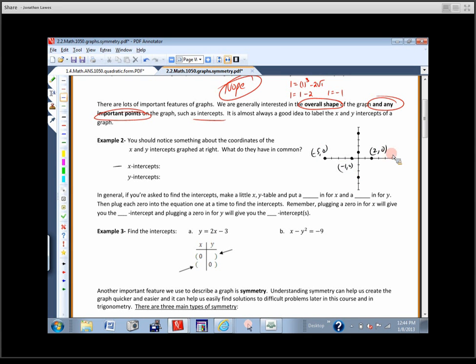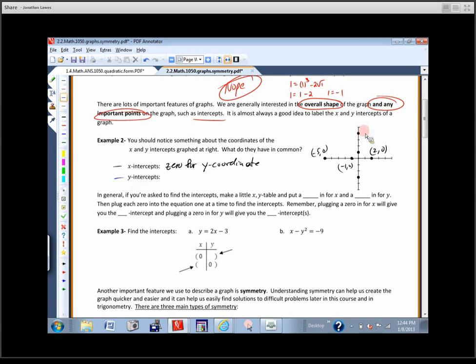What do they all have in common? They're all on the x-axis, that's true. They're all x-intercepts. 0 for the y-coordinate, okay? If it's on the x-axis, it's got to have 0 for a y-coordinate because you went right or left. You didn't go up or down. If you're going to stay on the x-axis, you can't go up or down, so the y-coordinate has to be 0.